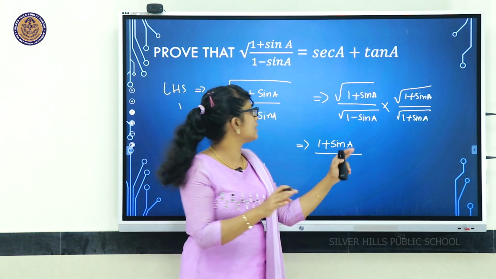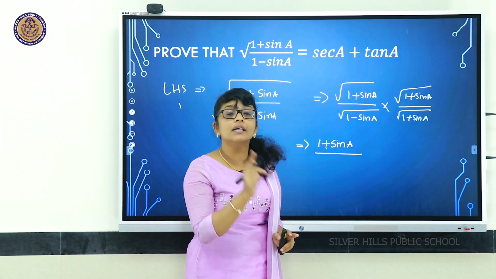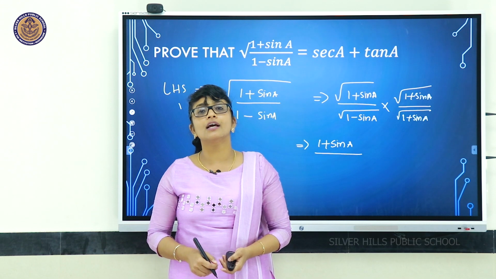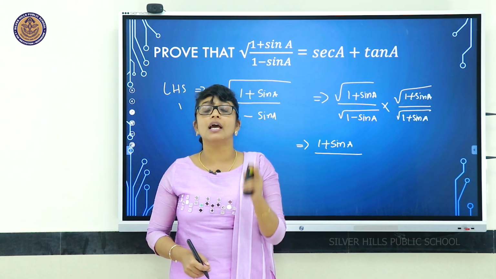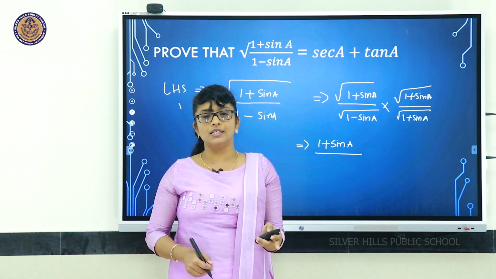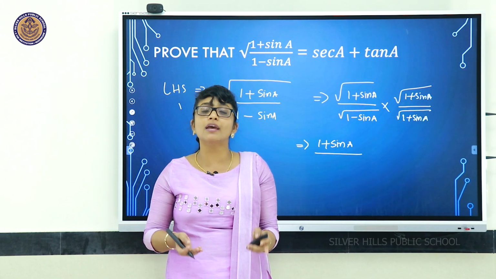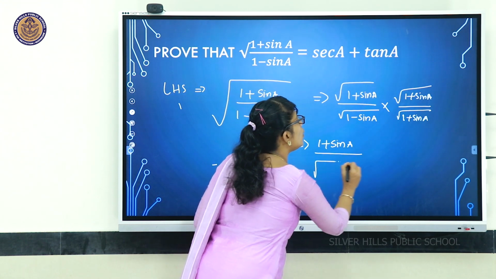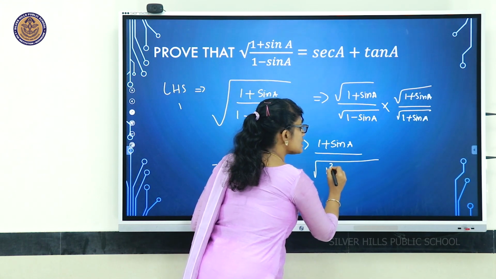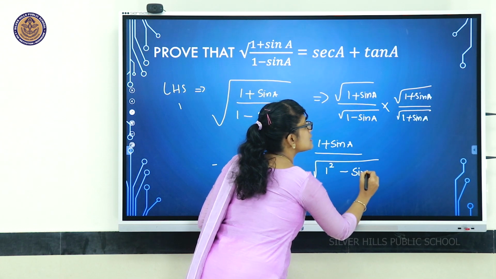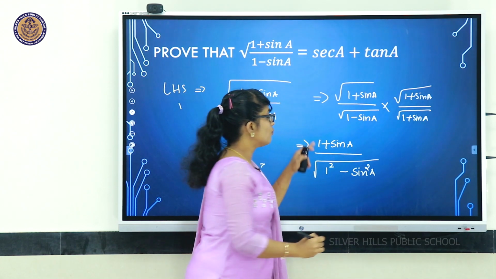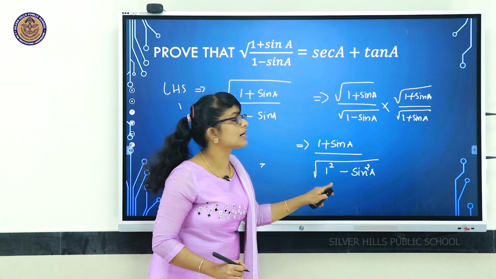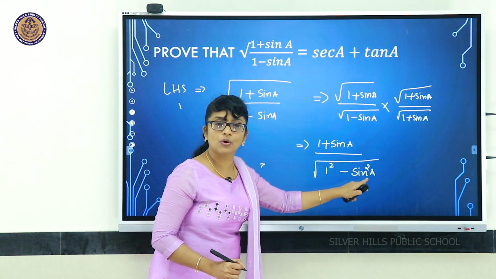So you can't take it directly as 1 plus sin A. But here we can use one identity. What is that identity? A very important identity: A plus B into A minus B. What is A plus B into A minus B? A square minus B square. So we can write 1 square minus sin square A. 1 plus sin A divided by root of 1 square minus sin square A.